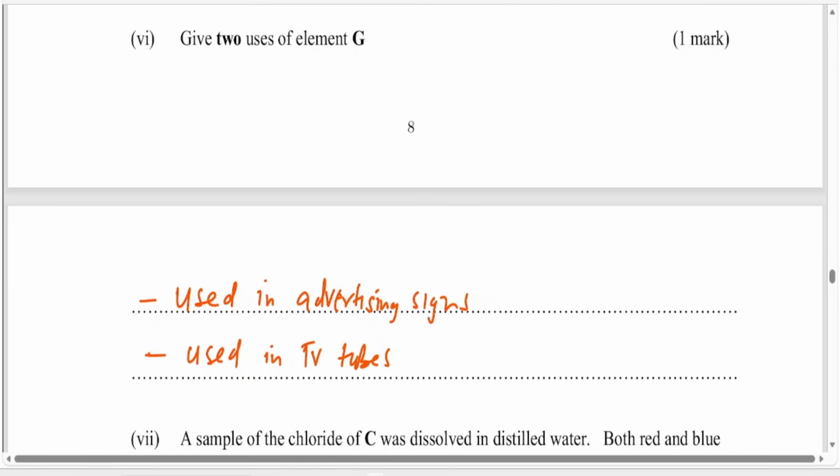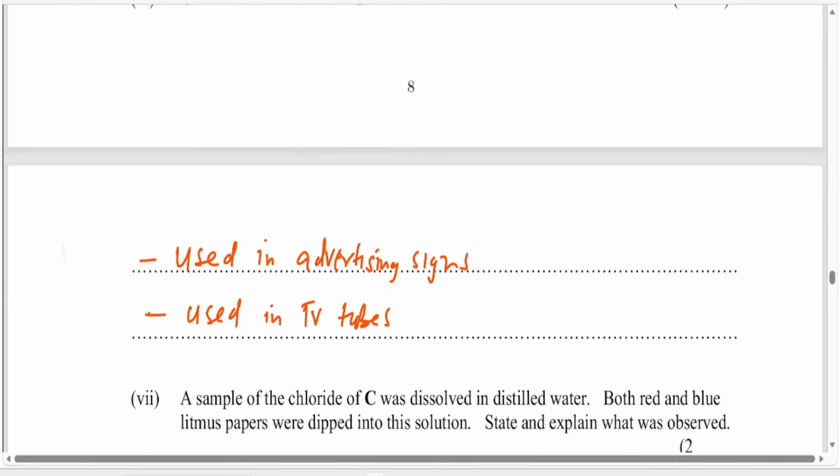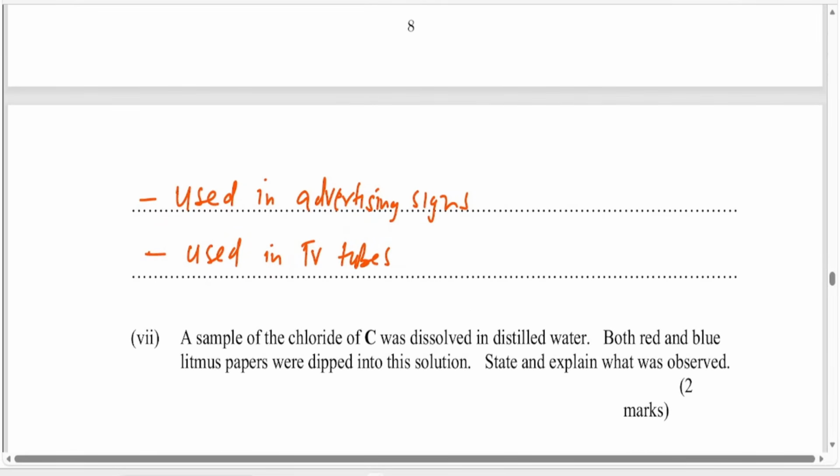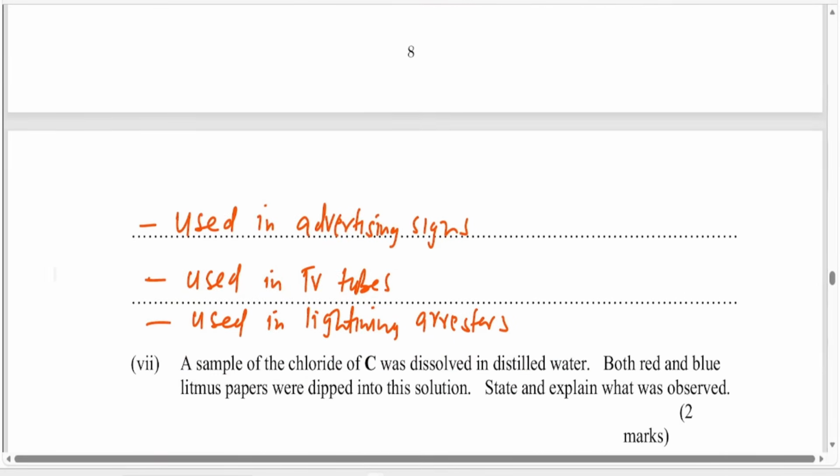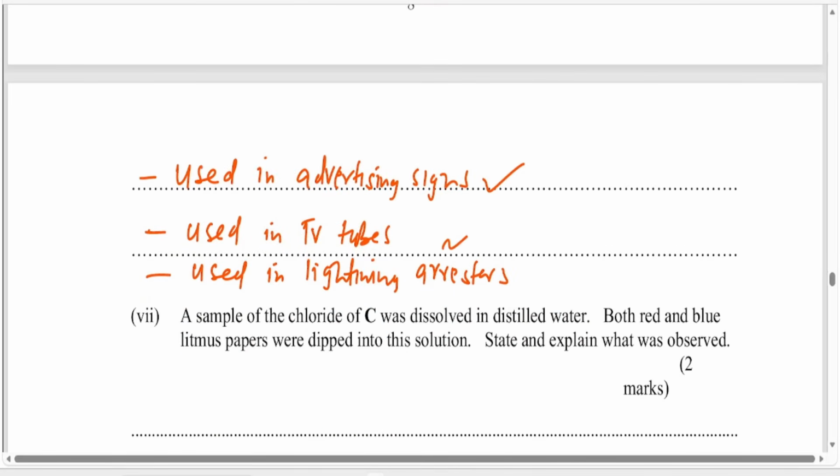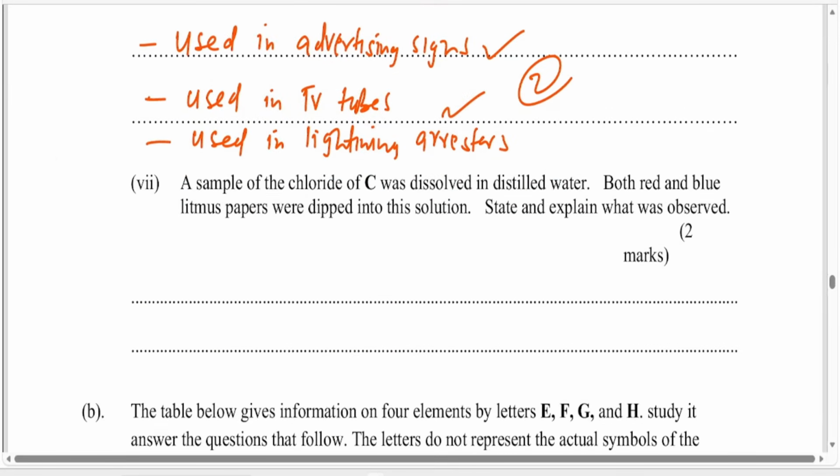You can also say it is used in lightning arresters. You can also say it is used in high voltage indicators. So any two are correct and they give you 2 marks.